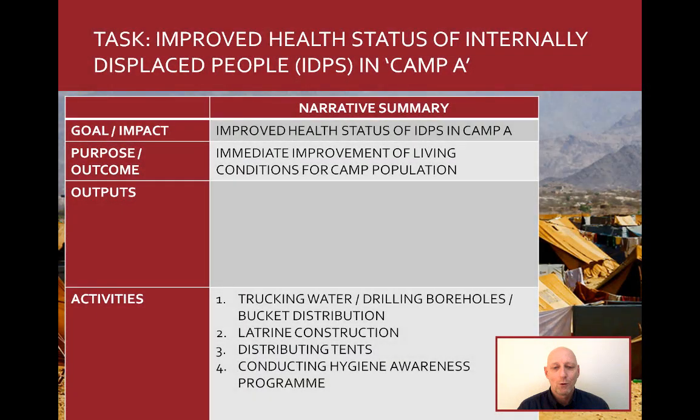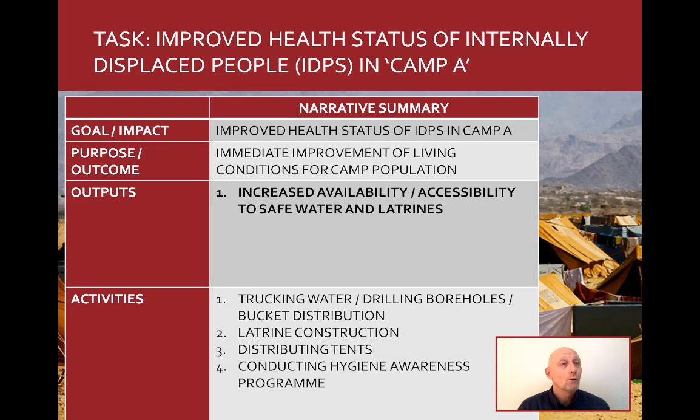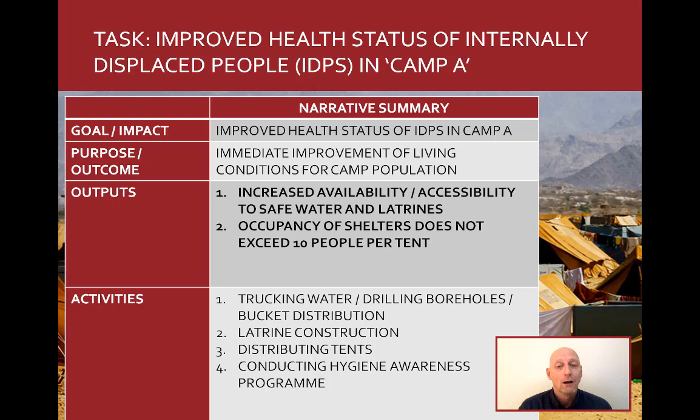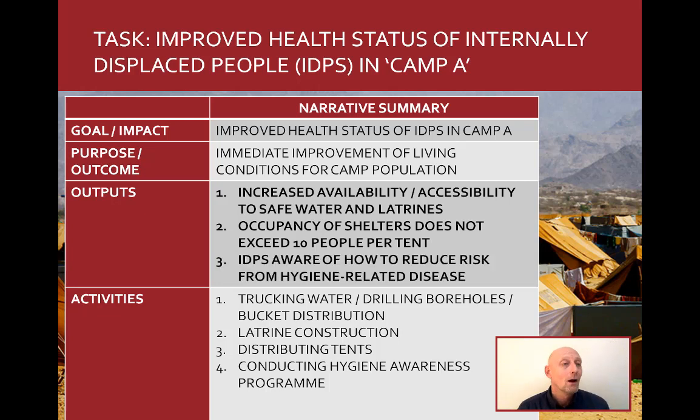The activities, the water, boreholes, bucket distribution, and the latrines together, give us better water and sanitation. Distributing tents reduces overcrowding. The occupancy of shelters will not exceed 10 people per tent, and the hygiene awareness program that we're conducting gives us awareness. IDPs are aware of how to reduce the risk from hygiene-related disease. Let's look at those outputs together. Better access to water and sanitation, reduced overcrowding, and awareness on hygiene-related diseases together. Will those improve living conditions? Absolutely.